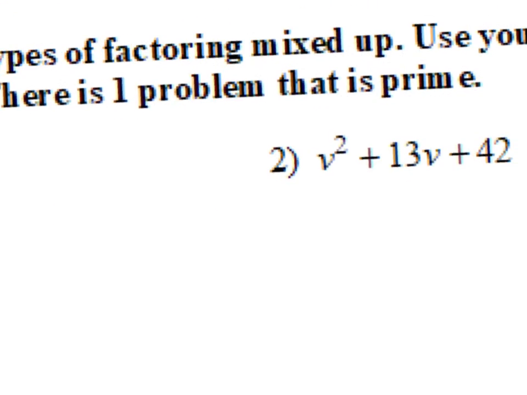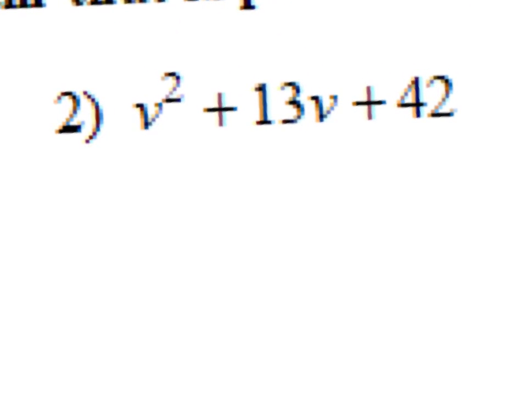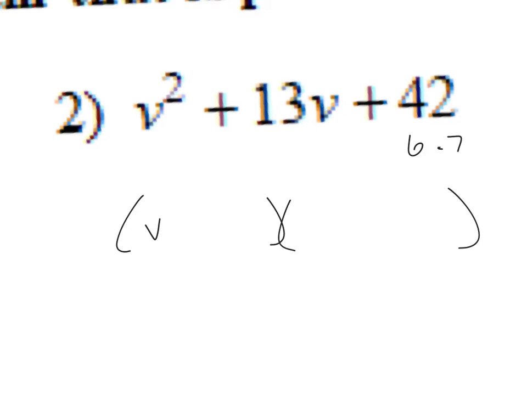Okay, number 2. All right, so this is a trinomial, so we're looking for factors of 42 that get us 13. And so you can always start your list: 1 times 42, 2 times 21, etc. But 6 and 7 pop into my head right away. So 6 times 7 is 42, and then when I add it, it gets me the 13 in the middle. Since it's all positives, we already know that's positives. Your v squared breaks down to v and v. You have a plus, and then a plus 6, and a plus 7.